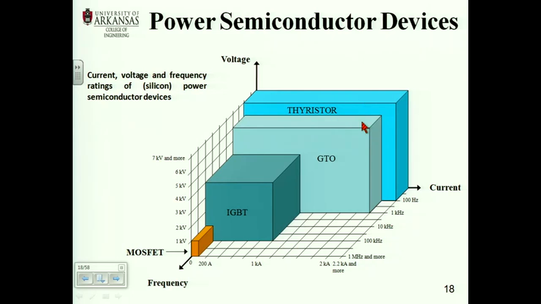The GTOs and the thyristors are the typical power devices or utility devices, right? You can see that they can go up to very high currents and voltages, but the switching frequency is very low. Well, this is applicable to silicon. This figure cannot be applicable to silicon carbide.